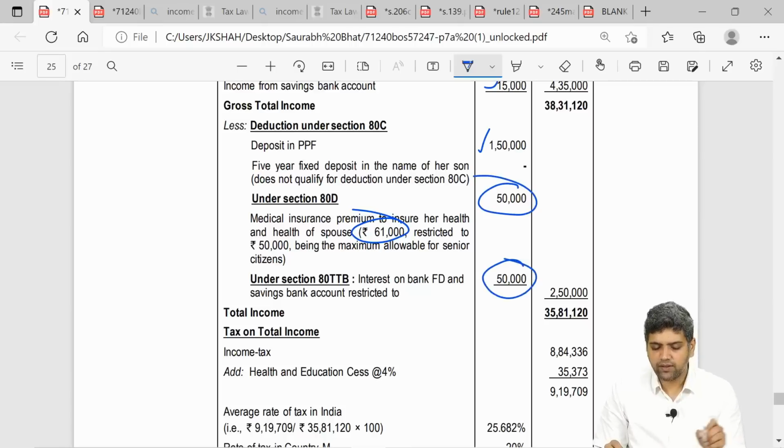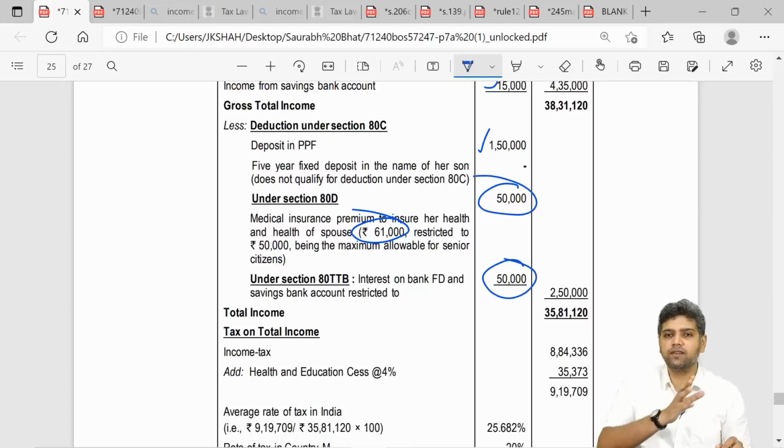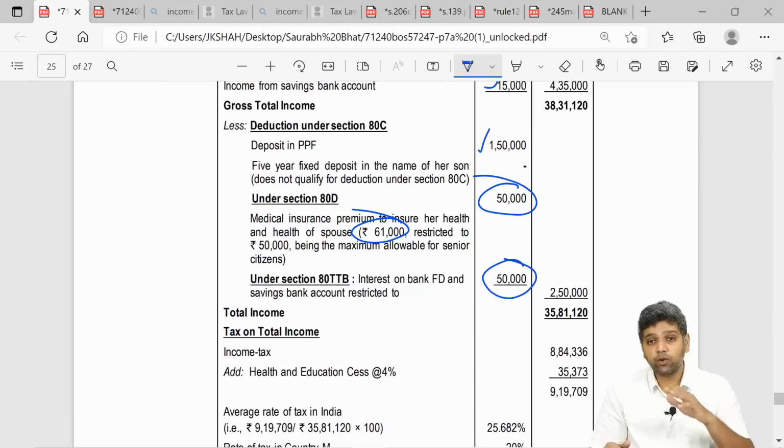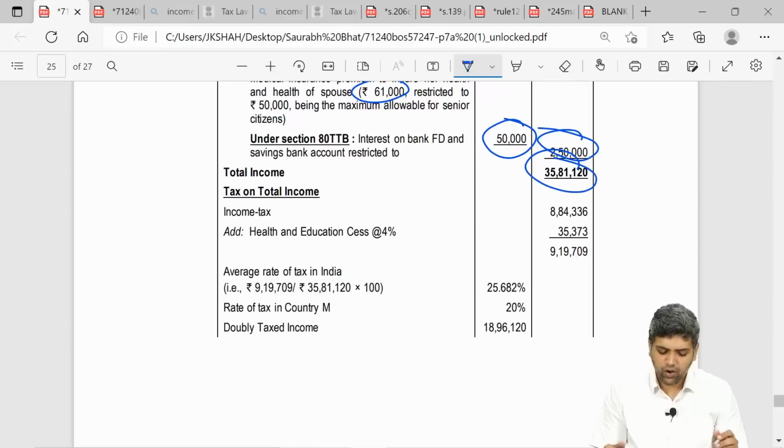80TTB, because she is a senior citizen. For a non-senior citizen, it is 80TTA, savings bank interest 10,000. For a senior citizen, 80TTB 50,000, and that would include all interest: bank interest, fixed deposit, recurring deposit, savings bank. So 2,50,000 is the total deduction. So total income comes to 35,81,000, on which I calculate the tax in a normal manner. Slab rates: 3 lakhs is the basic exemption limit, don't forget, because she has not opted for 115 BAC.